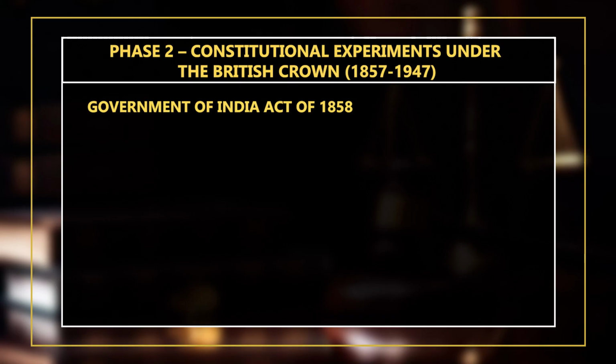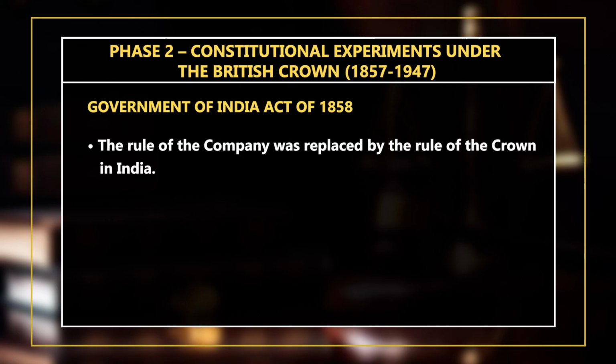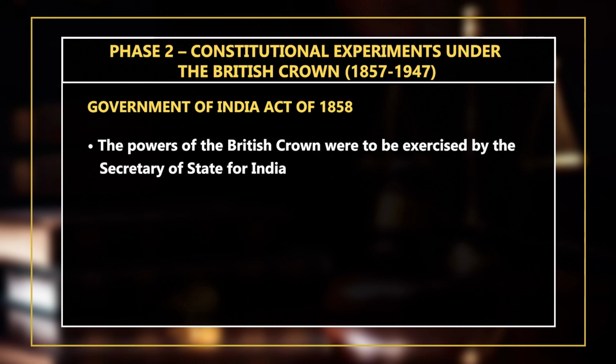Now let's discuss phase 2, that is, constitutional experiments under the British Crown that ranges from 1857 to 1947. Herein we will start with the Government of India Act of 1858. The rule of the company was replaced by the rule of the Crown in India. The powers of the British Crown were to be exercised by the Secretary of State for India.